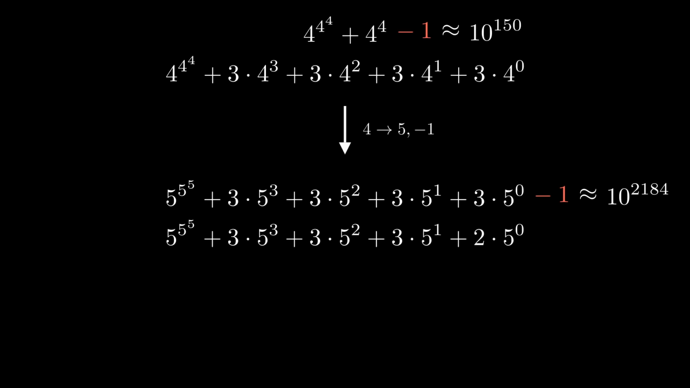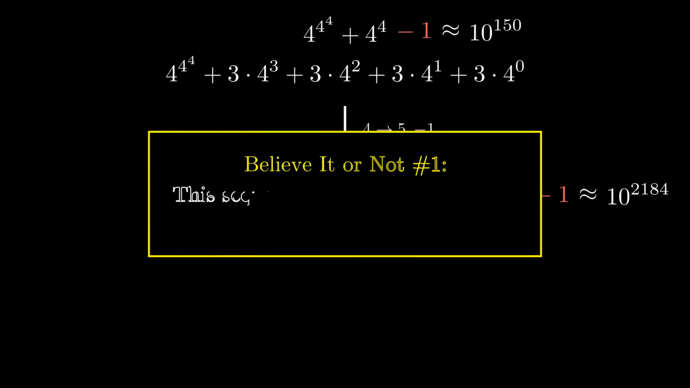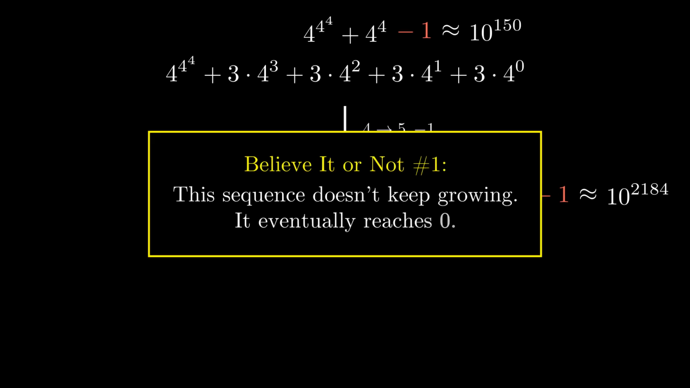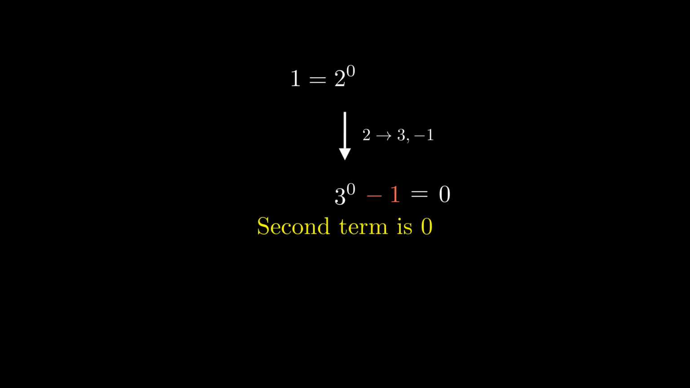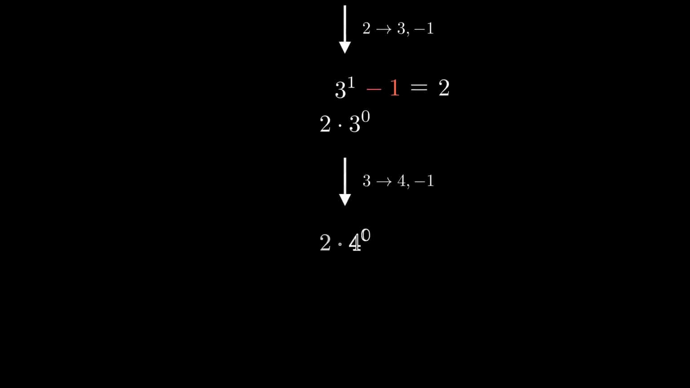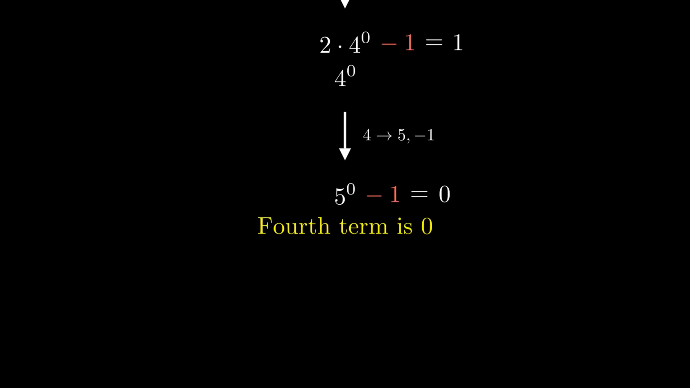However, these subtractions play a major role. Believe it or not, this sequence doesn't even keep growing. It eventually reaches 0. Let's see more examples, but with more manageable numbers. Here's the same sequence, but starting with 1. At the second term of the sequence, it reaches 0. If you start with 2, the sequence is 2, then 1, then 0. It reaches 0 at the fourth term.